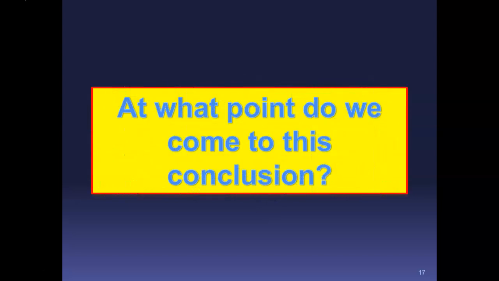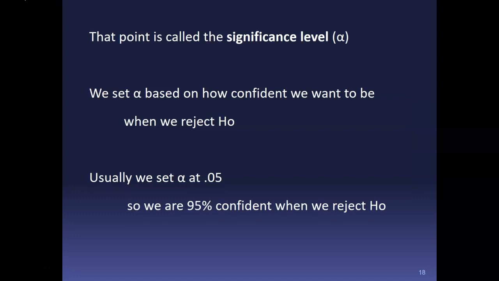Well, at what point do we come to this conclusion that we have enough evidence to reject the null hypothesis? That point is called the significance level, or alpha. We set alpha based on how confident we want to be when we reject the null hypothesis. Usually we set alpha at 0.05, so we are 95% confident when we reject the null hypothesis.